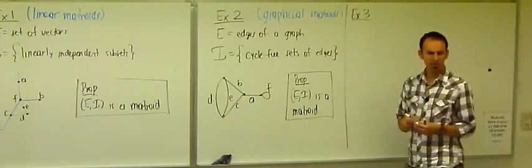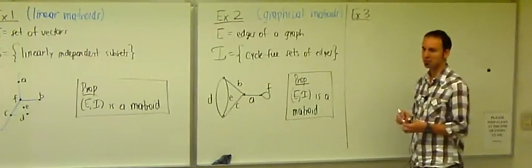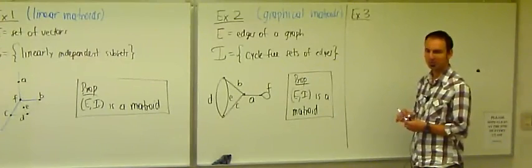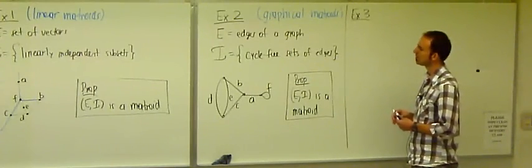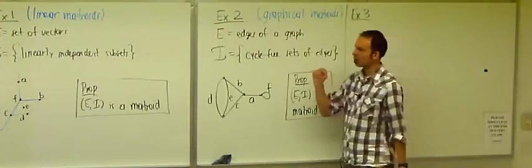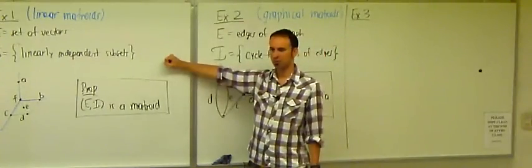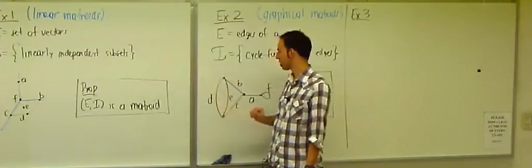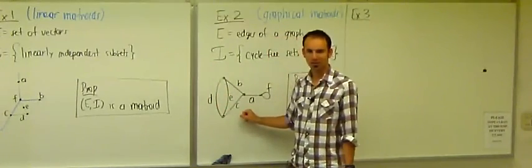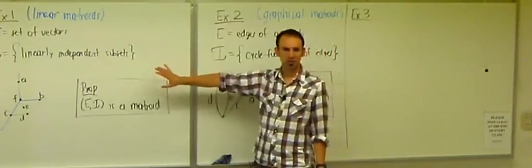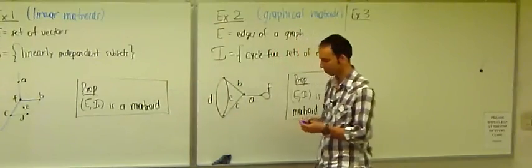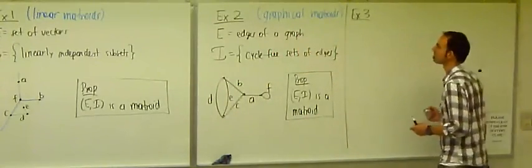For example, let me give you a nice proposition that is not too hard to prove, but it's not obvious either. It's an interesting proposition. Proposition: every graphical matroid is linear. So if you come from a graph, then I can cook up a set of vectors that also realizes you. That's a fun exercise.